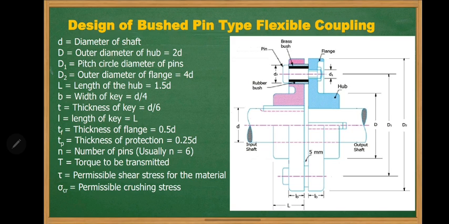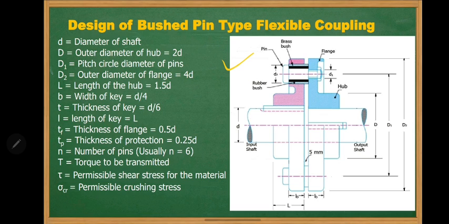So in this session we are going to discuss the design of bush pin type flexible coupling. It is similar to the flange coupling. In flange coupling we generally use a bolt. So in this design procedure, instead of a bolt we are designing a flexible pin by using different mathematical equations. Okay, so this is the figure for design of flange coupling, that is protected type flange coupling.